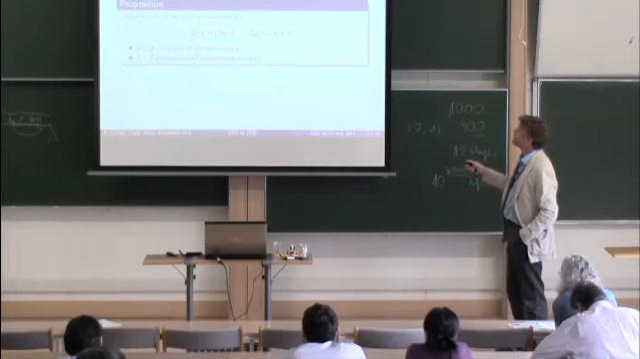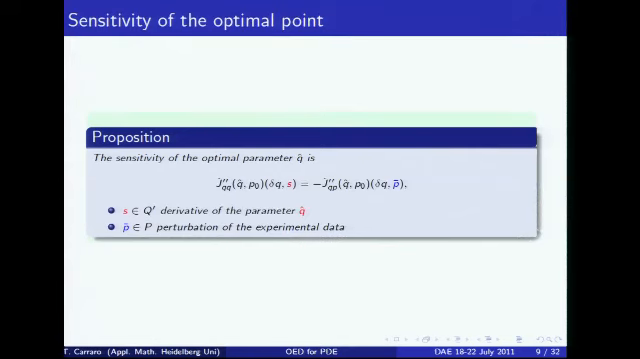Now we consider the sensitivity of the optimal point. So this is the optimal experimental design: consider how much the optimal point is sensitive to a perturbation of the data, and try to optimize the sensitivity of the optimal point.